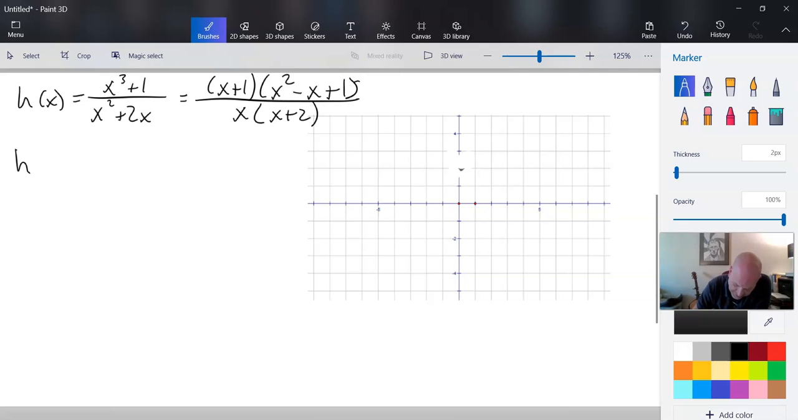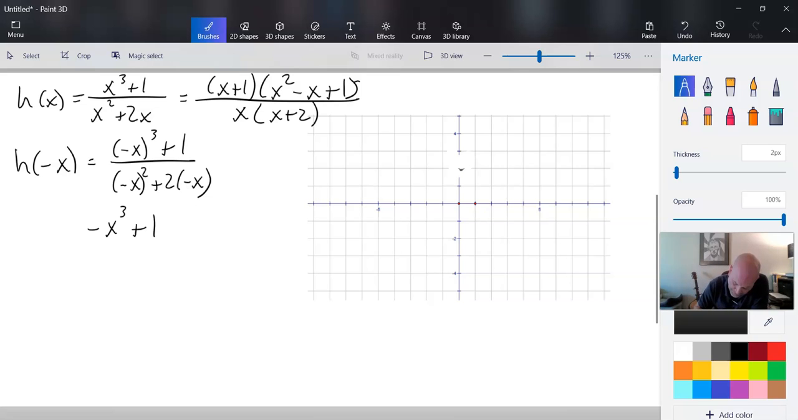So symmetry. Let's look at h of negative x. Right? So that would be negative x cubed plus 1 over negative x squared plus 2 times negative x. And let's see here. So that'd be negative x cubed plus 1. Well, there's already a problem. There's no way to rectify negative x cubed plus 1 with x cubed plus 1. But, so that'll be x squared and then minus 2x. Yeah, and there's really nothing I can do here. These aren't exact opposites. It's like some terms are opposite terms and some terms aren't. So this doesn't have any symmetry whatsoever.